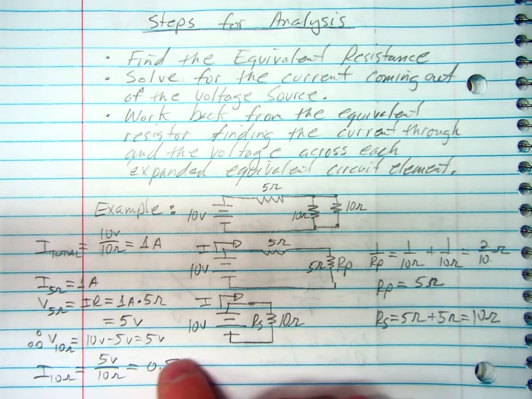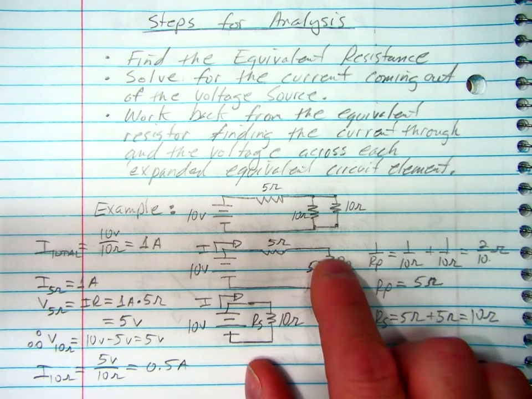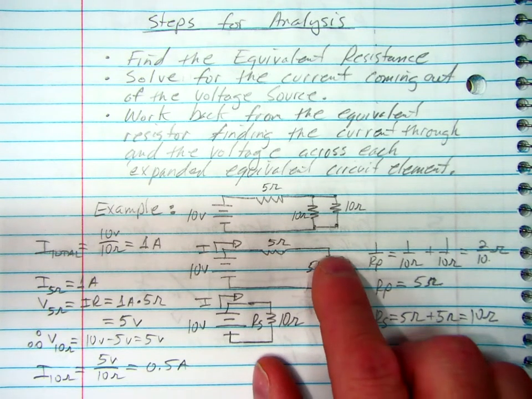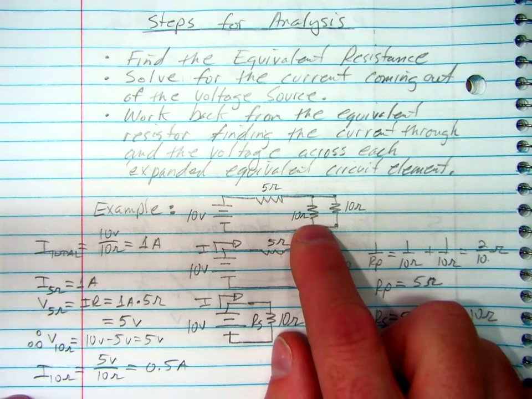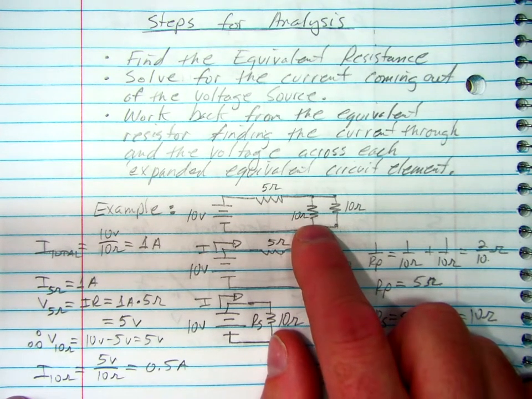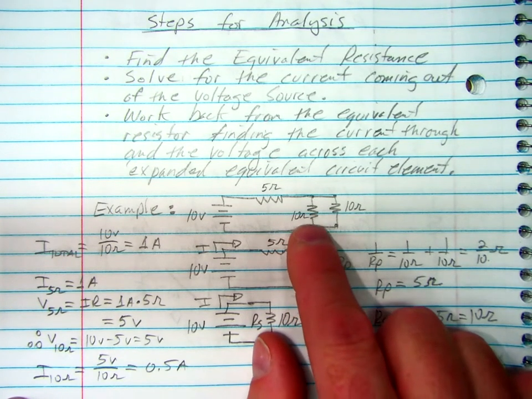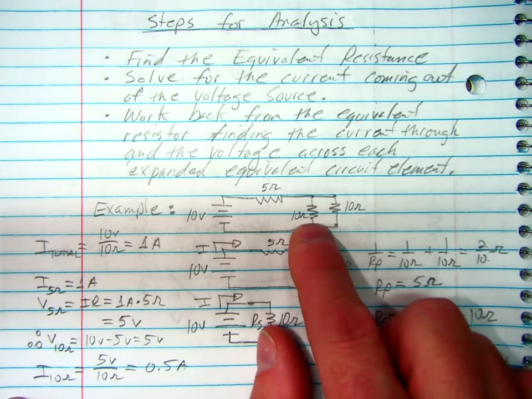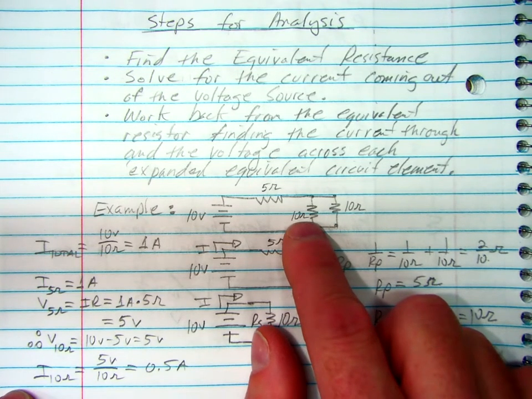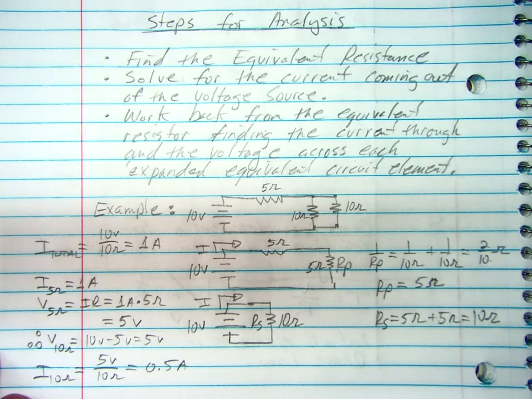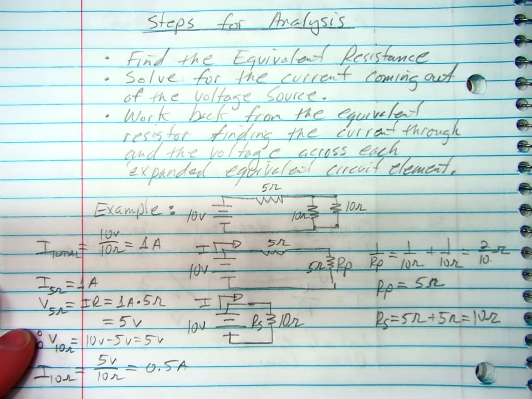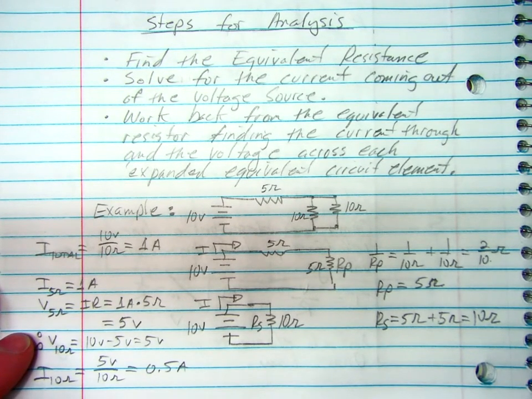Anyway, now that I know the voltage that goes across here, I know that that same voltage is across both of these 10 ohm resistors. So there are 5 volts across both of these 10 ohm resistors. And I can then figure out the current going through each one. The current through each one is just V divided by R. So we have 5 volts divided by 10 ohm. Okay, so that is an example of circuit analysis for a simple circuit.